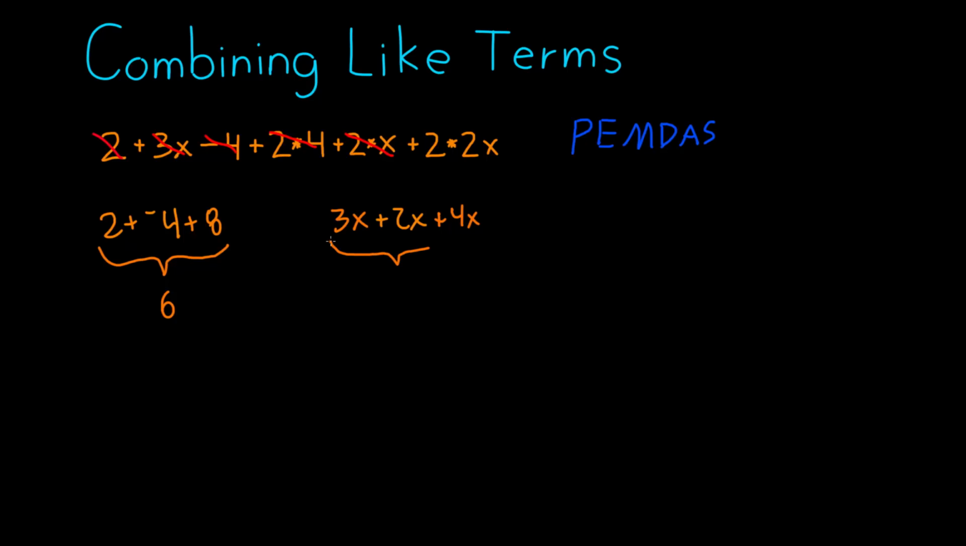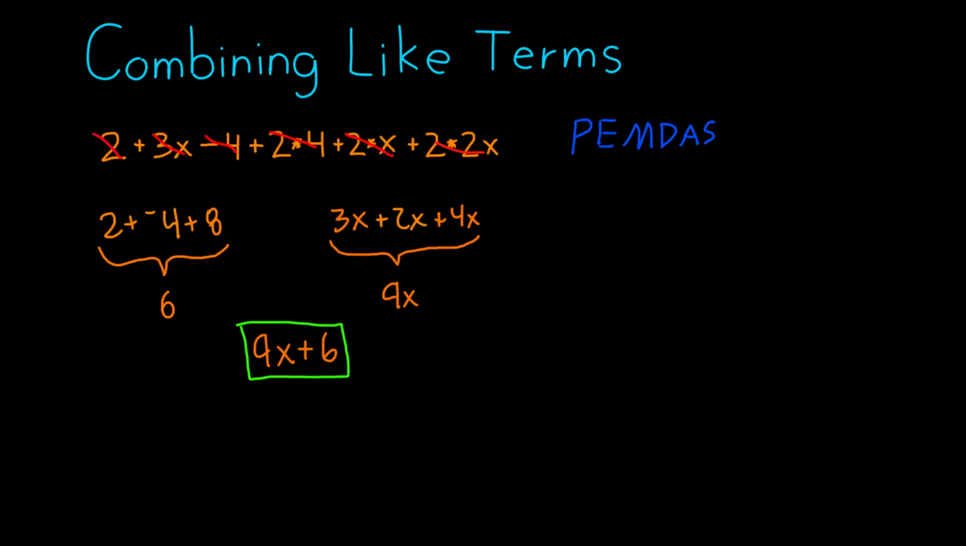Let's go ahead and combine all these like terms. These like terms are just numbers. These like terms are the x's. So 3 plus 2. So we've got 3 x's plus 2 more x's. We got 5 x's. 5 x's plus 4 is 9 x's. So we've got 9x. So in the end, the answer to this is 9x plus 6. Oh, I forgot to cross this out at the end.